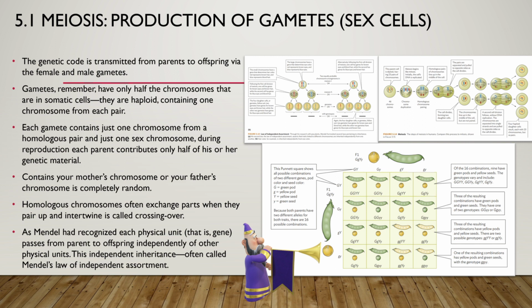During reproduction, each parent contributes only half of his or her genetic material. Whether a gamete contains your mother's chromosome or your father's chromosome is completely random. Homologous chromosomes often exchange parts when they pair up and intertwine, which is called crossing over. As Mendel had recognized, each physical unit, that is, gene, passes from parent to offspring independently of other physical units. This independent inheritance is often called Mendel's law of independent assortment. The law of independent assortment is Mendel's second law, which asserts that the inheritance of one trait does not affect the inheritance of other traits.